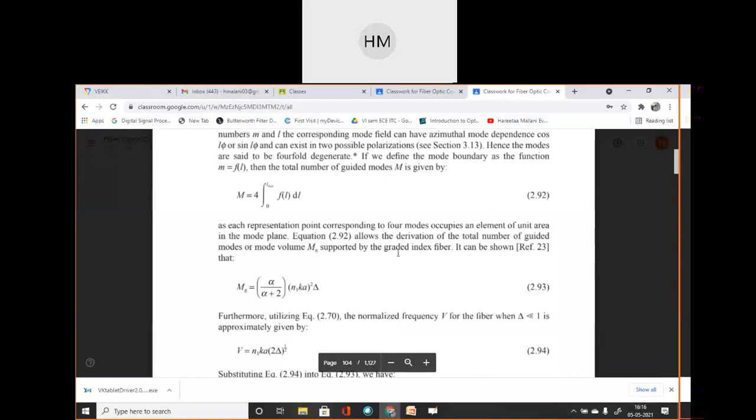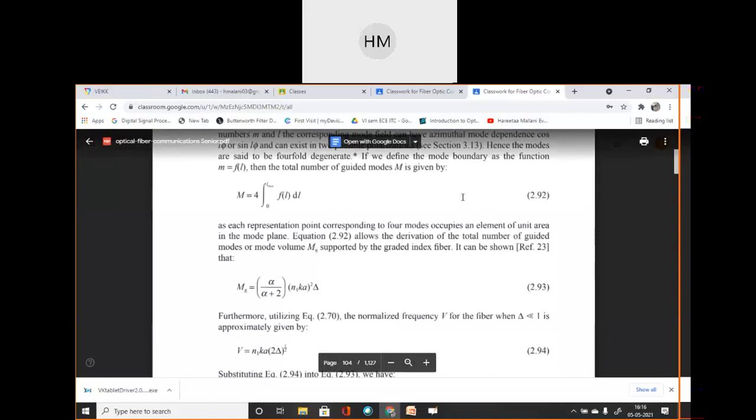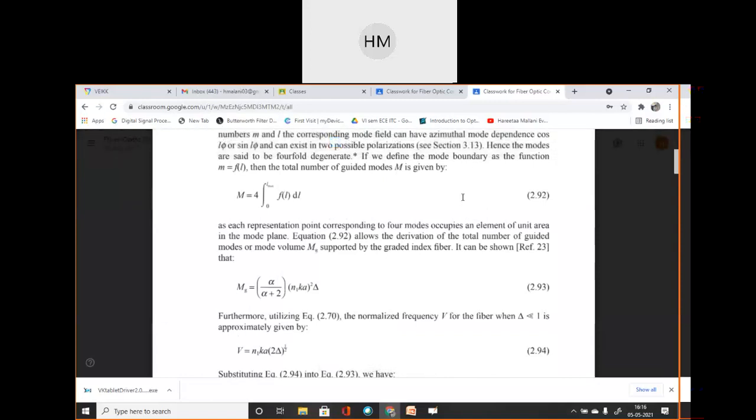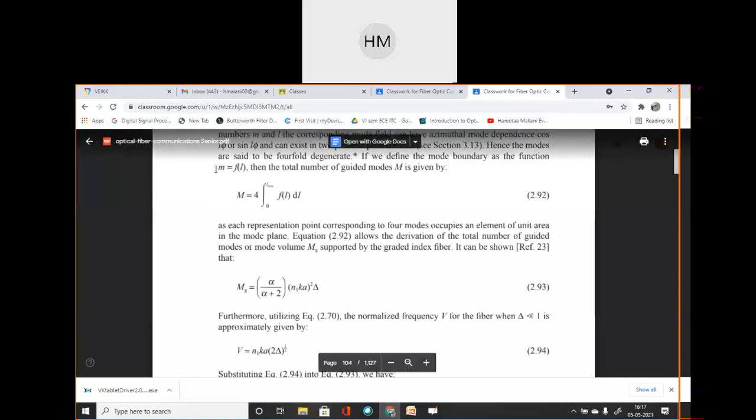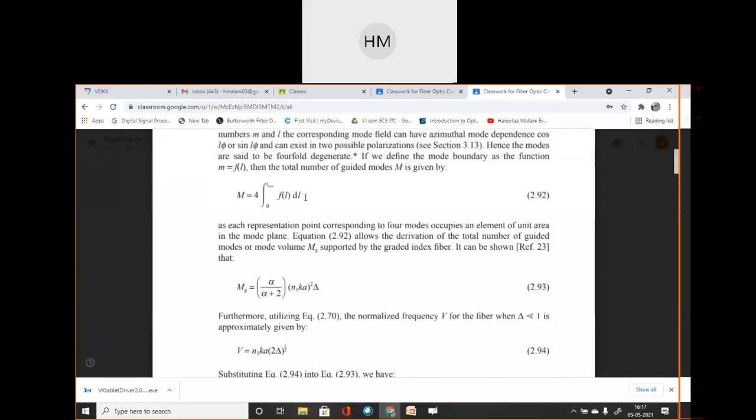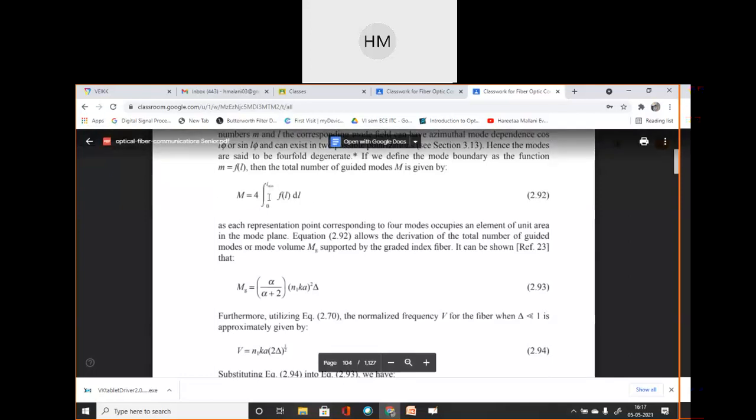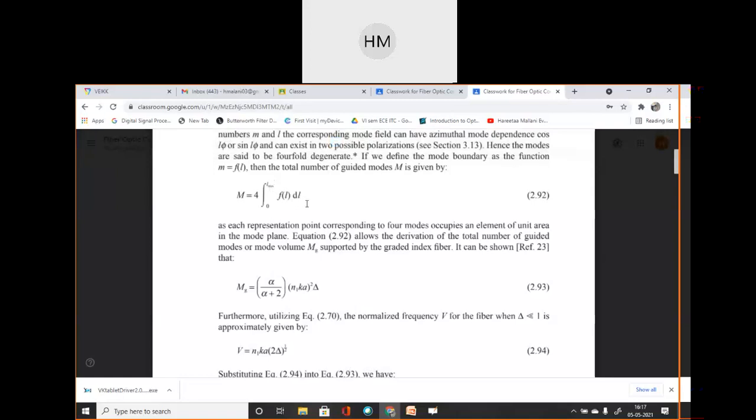Write down. If we define the mode boundary as a function, small m is equal to f of L. This you can write, small m is equal to f of L. Then the total number of guided modes, capital M, is given by, capital M, the derivation of the number of guided modes. Capital M is equal to 4 integration 0 to L max f of L dL.